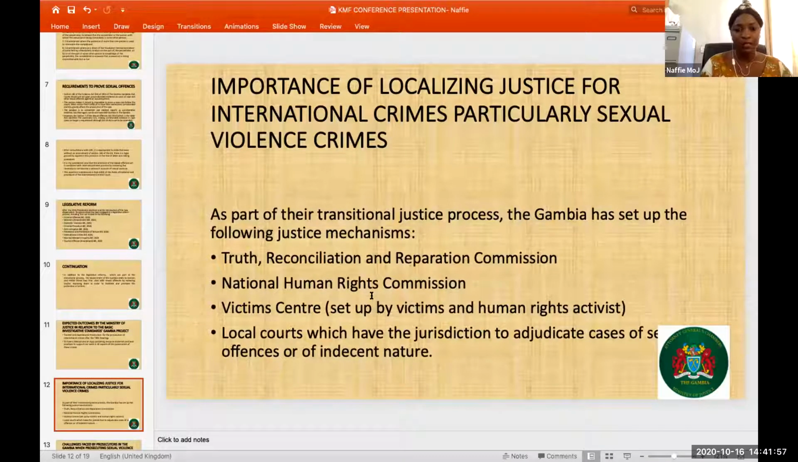We are all aware of the TRRC. We have the National Human Rights Commission, which is an independent body. It is independent and also permanent, unlike the TRRC, which is temporary. We have the Victim Center, not set up by the government, but set up by victims and human rights activists. These victims were victims of the previous regime. They could be political, they could be sexual offenses.